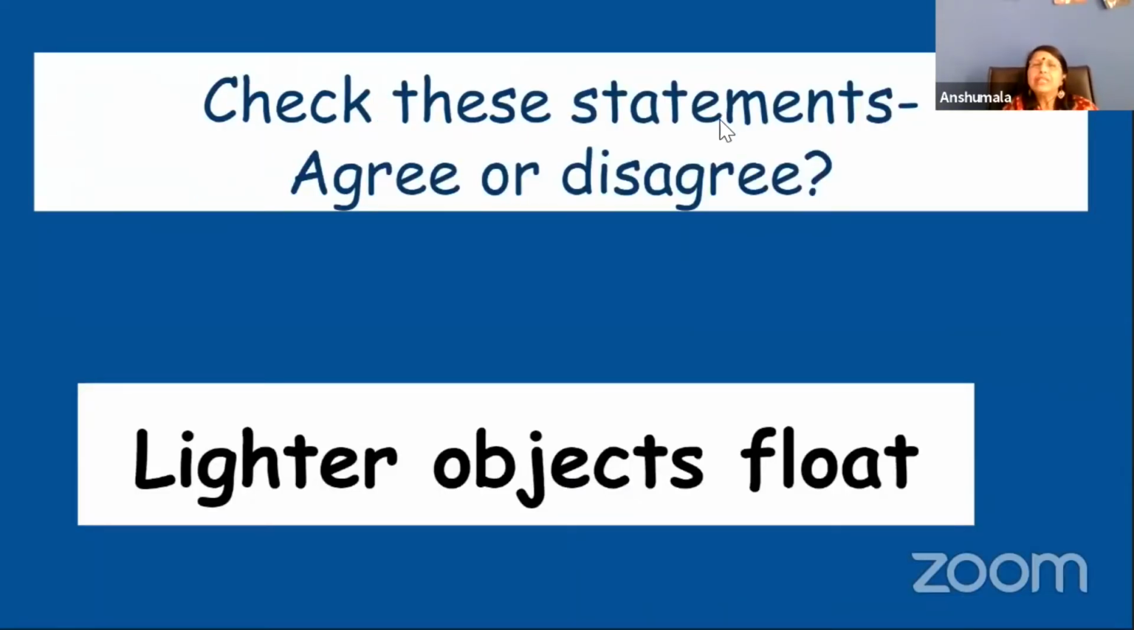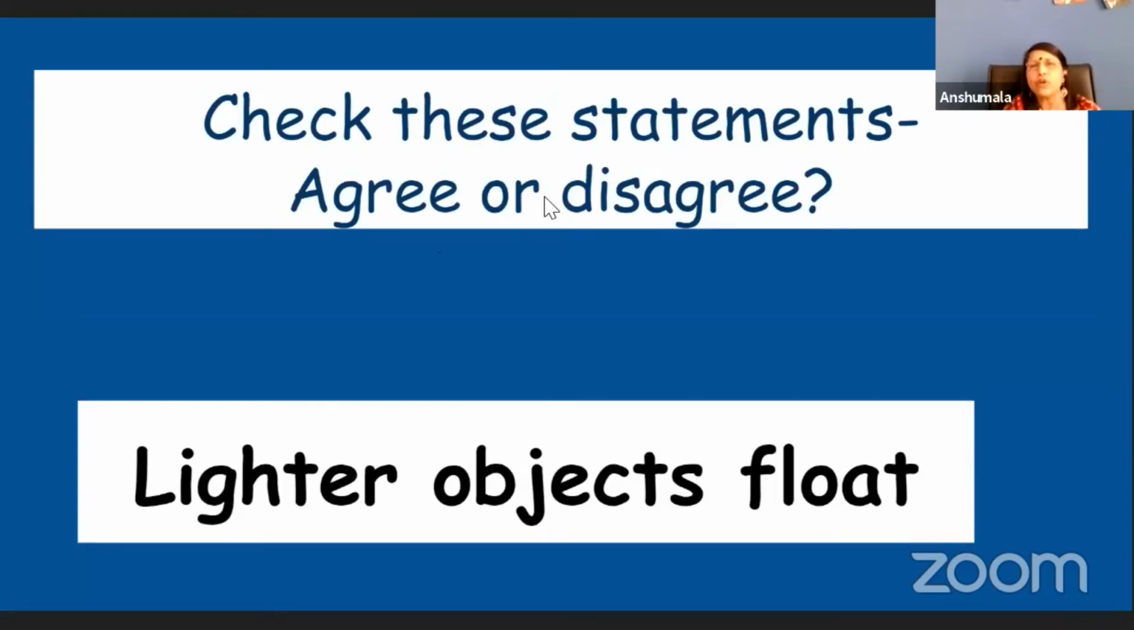Now what we are going to do is, we are making some statements here. The statement is written below in dark. And you have to say on the chat whether you agree with this statement or disagree. You can say yes or no. So we are asking, lighter objects float. You can just say yes or no. Some people are saying no. Somebody saying maybe yes. So no single opinion.